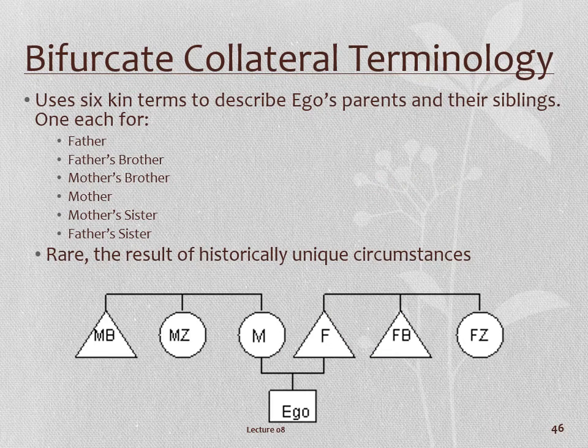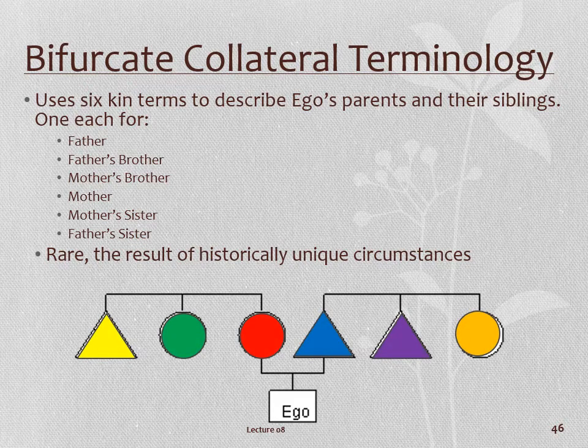Finally, bifurcate collateral terminology uses 6 terms to refer to Ego's parents and siblings. Every genealogical relationship gets its own unique term. This is very rare, probably because it's so complicated. It likely arose because of unique historical circumstances in the few related cultures that use it.